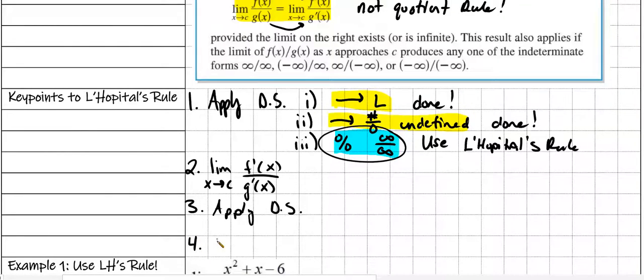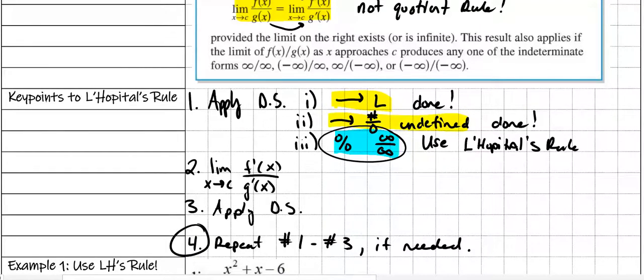you would have to repeat steps 1, 2, 3 until you get a limit value of L or undefined, if needed. One of the teachers I used to work with says he calls this fourth step rinse and repeat. So sometimes you may have to apply L'Hopital's rule more than once. Now, these are the key points of L'Hopital's rule. Let's go ahead and apply these 4 key points to our first example.